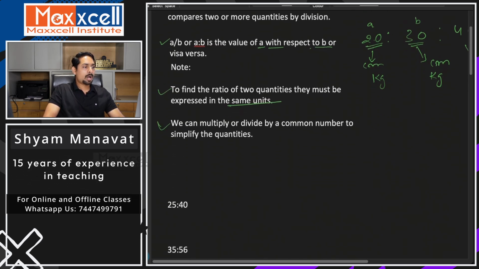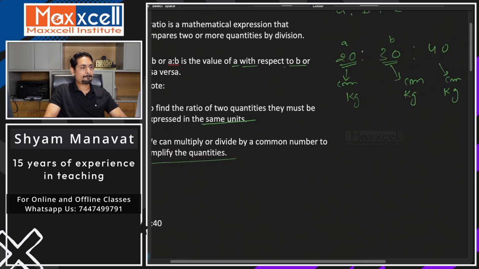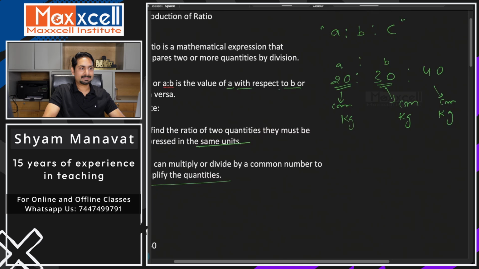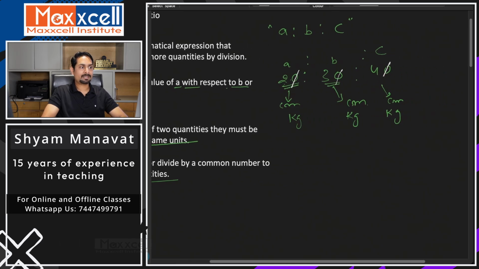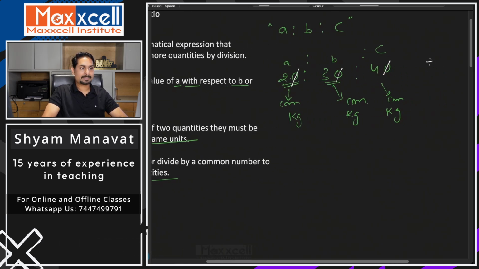Next is, we can multiply or divide by common number to simplify the quantities. What does it mean? Now suppose if you have A, B, C, these are three quantities which are having values like 20 centimeter, 30 centimeters and 40 centimeters. So if you want to simplify this, you divide or multiply by common number. That means if you are dividing this by 10, let's say 10 2s are, 10 3s are, 10 4s are. So you are dividing all these values by 10 to simplify.